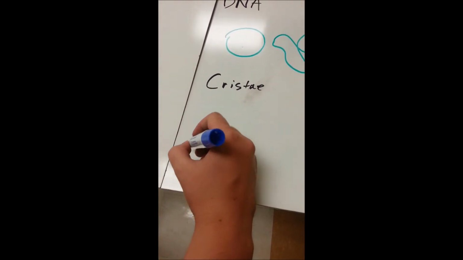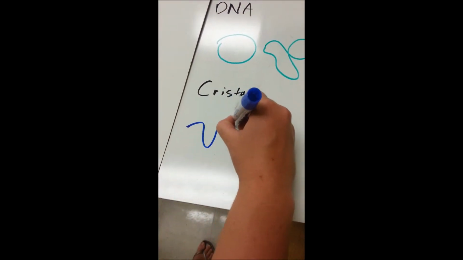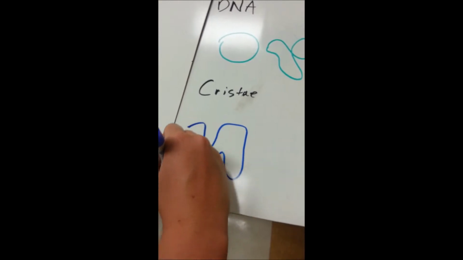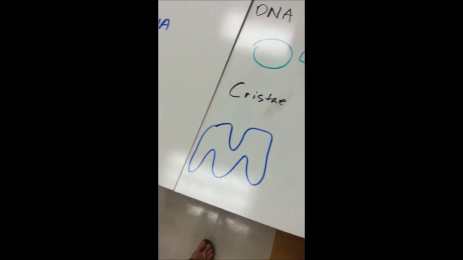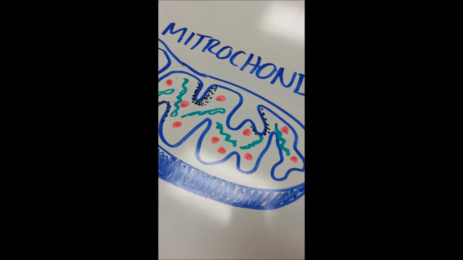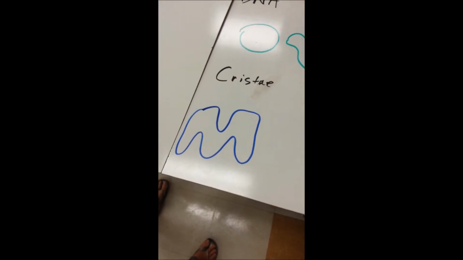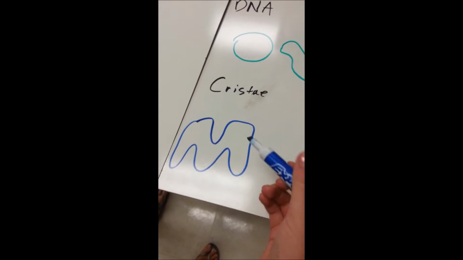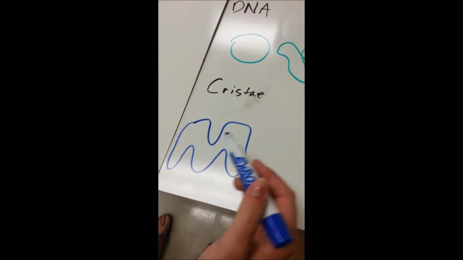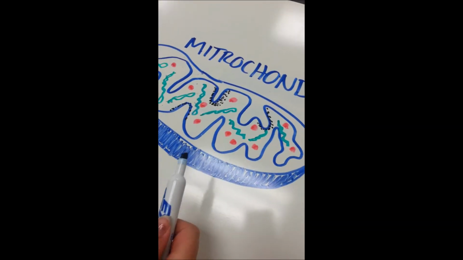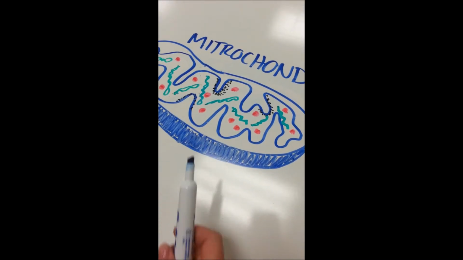The cristae are the folds within the membrane, and so forth, shown in the diagram here. They increase the surface area of the mitochondria and allow more area for the reactions to take place. Within the cristae are all the other things that we see in here, which is the DNA and the ribosomes.